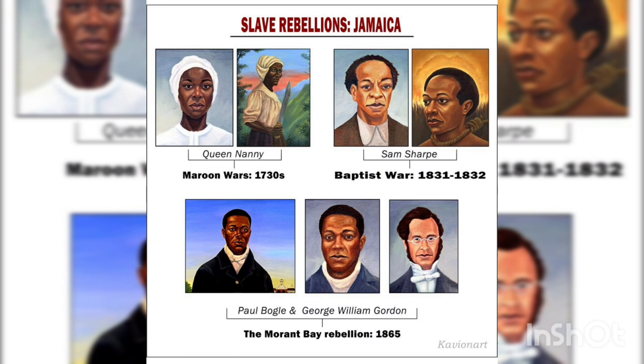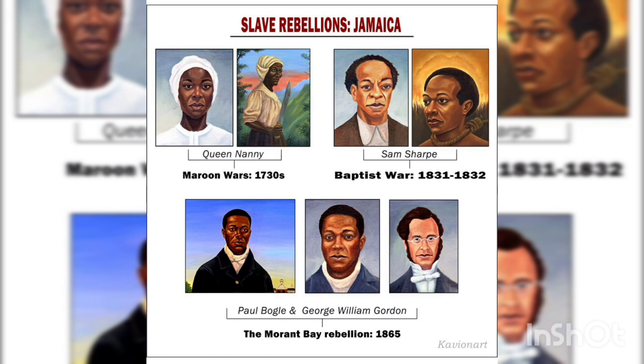Conclusion. The Morant Bay Rebellion, the Maroon Wars, and the Baptist War collectively represent significant struggles for autonomy, justice, and human rights in Jamaica's history. Each uprising highlighted the deep-seated grievances of the enslaved and oppressed, revealing the relentless pursuit of freedom against colonial oppression.